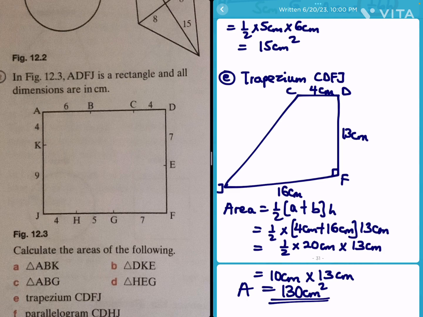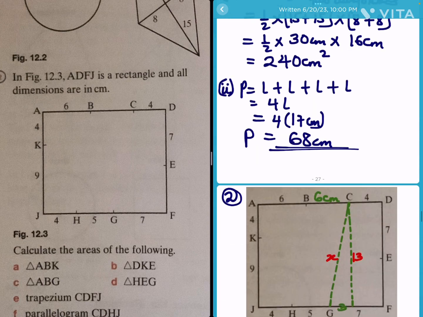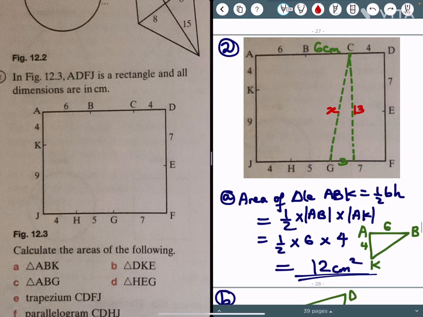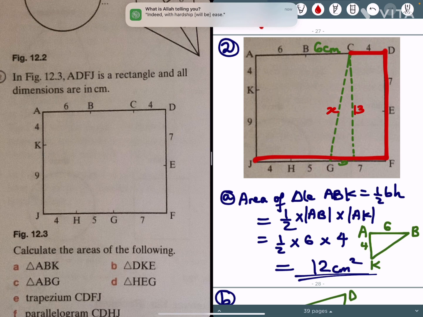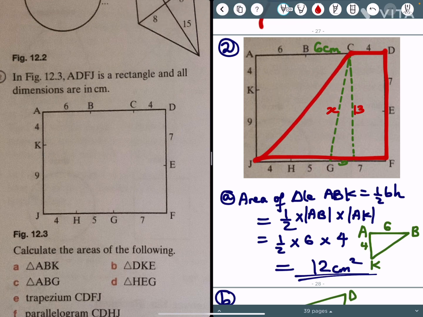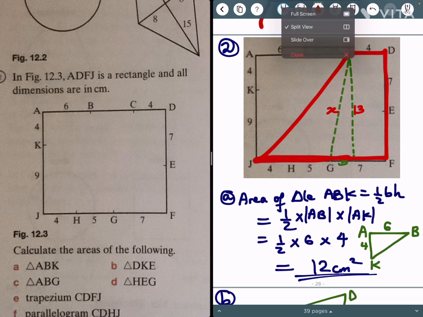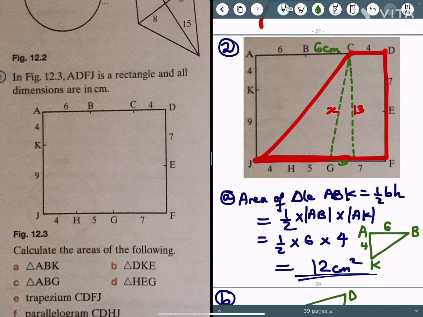Next is E, the area of trapezium CDFJ. Let's mark trapezium CDFJ on the diagram so you can see it. This is C, D, F, and this is J. This is the area of trapezium CDFJ. Never mind, it looks a bit off, but it's okay for the information we need. Having marked out the trapezium, I can easily see my two parallel sides.